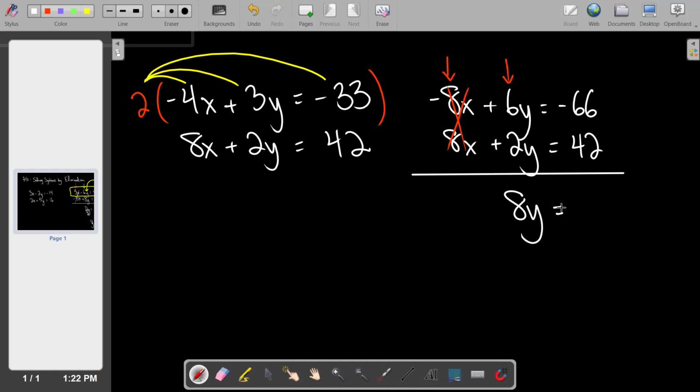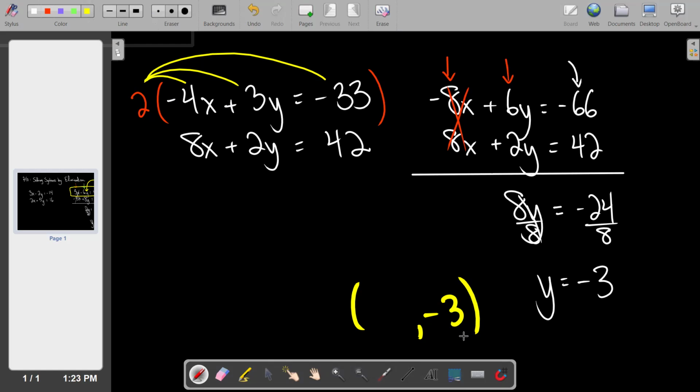Drop your equal sign and then add the constant column. What's negative 66 plus 42? Negative 24. And then we divide both sides by 8, giving us our answer for Y, which is Y equals -3. So at this point, I can say, here's my final answer, blank, -3.